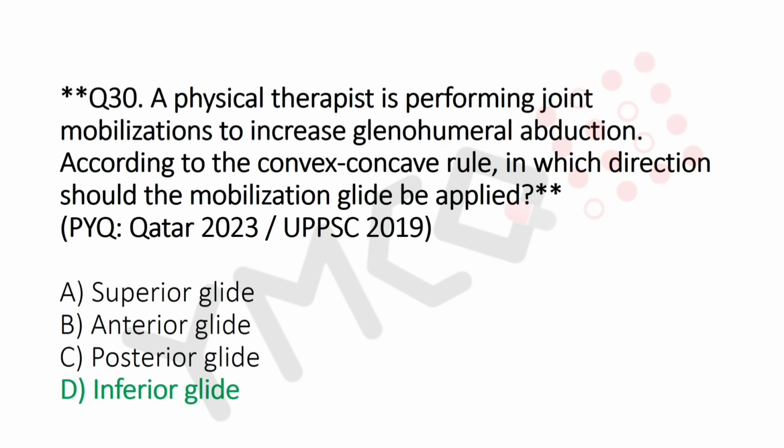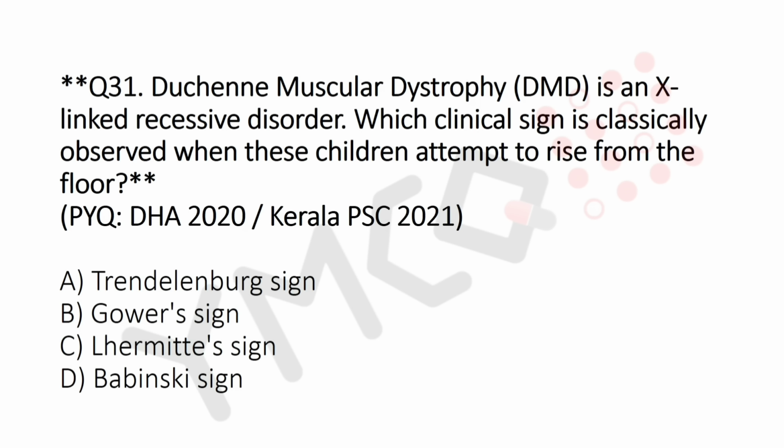Now let's move to question number 31. Duchenne's muscular dystrophy (DMD) is an X-linked recessive disorder. Which clinical sign is classically observed when these children attempt to rise from the floor? Option A, Ettenberg sign. Option B, Gowers' sign. Option C, Lermith sign. Option D, Babinski sign.